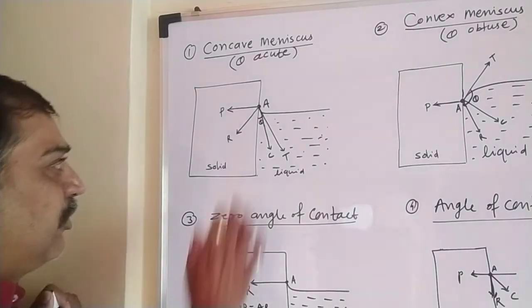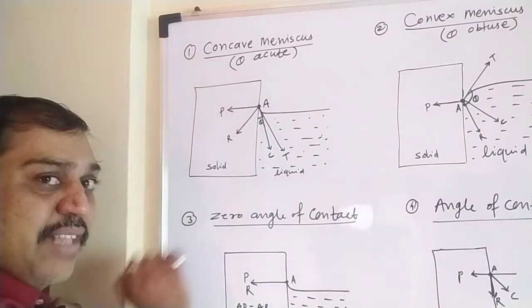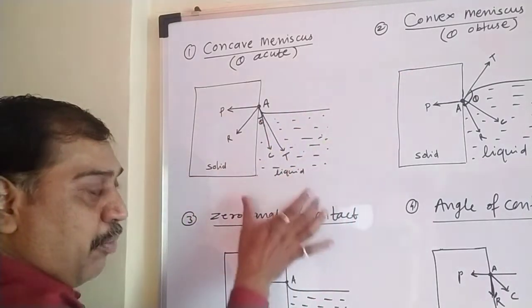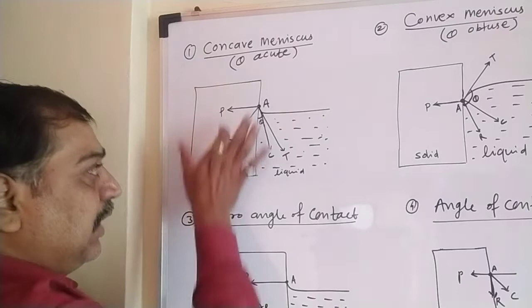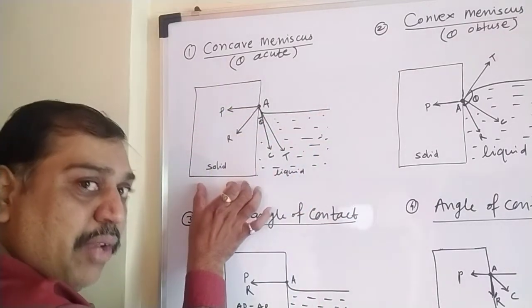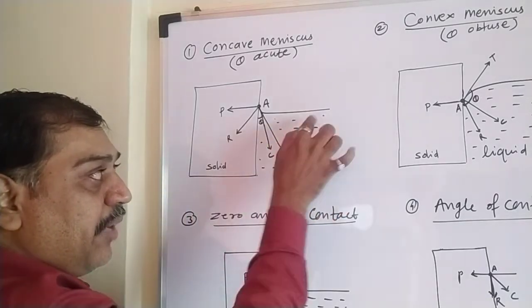So what I have done, this square, or this rectangle I have drawn here, is nothing but a solid. I have mentioned it as solid. And here, the top surface and bottom surface I have not drawn. Just one side I have drawn, and this is nothing but a beaker, and this one side of the beaker, which is glass, is solid. And in this I have kept some liquid.